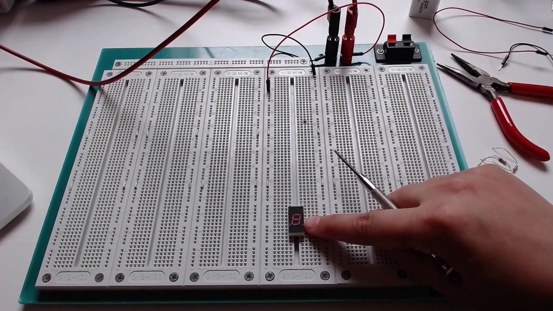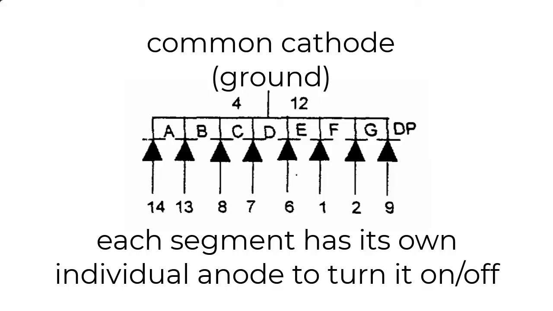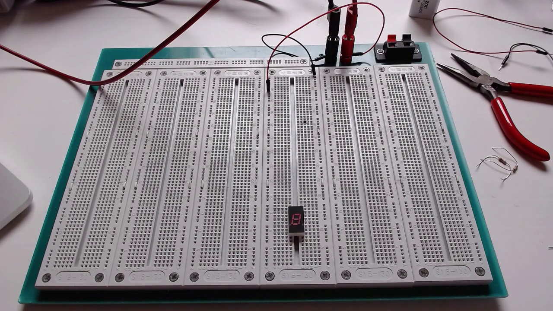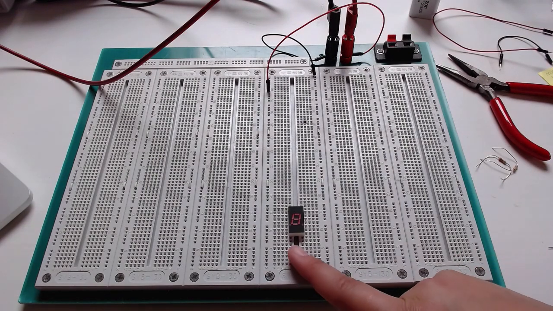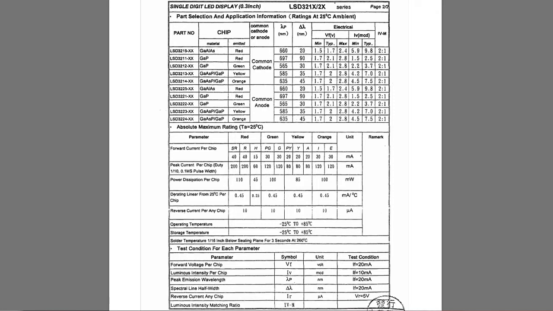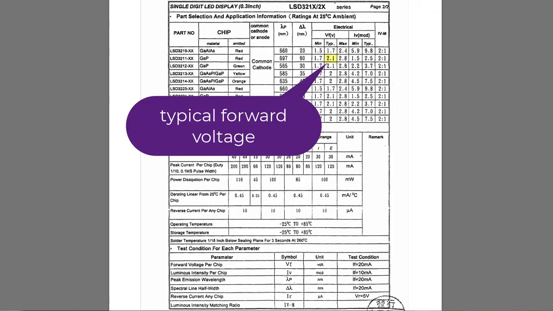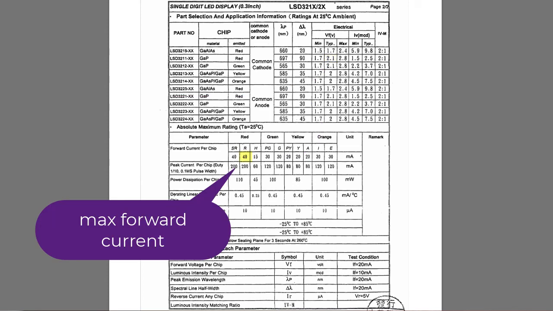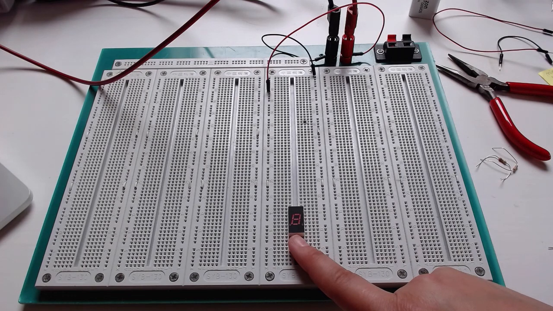This is a common cathode 7-segment display, which means that all of the LEDs have a common ground connection, but each segment has its own anode, which means that I have to give it its own connection to power. Again, I am using a 5-volt supply here. I looked at the data sheet for this 7-segment display. The typical forward voltage drop is about 2 volts, and the maximum forward current is 40 milliamps, which means that I'd have to use a 75 ohm resistor minimum to make sure that I don't burn out any of these segments.